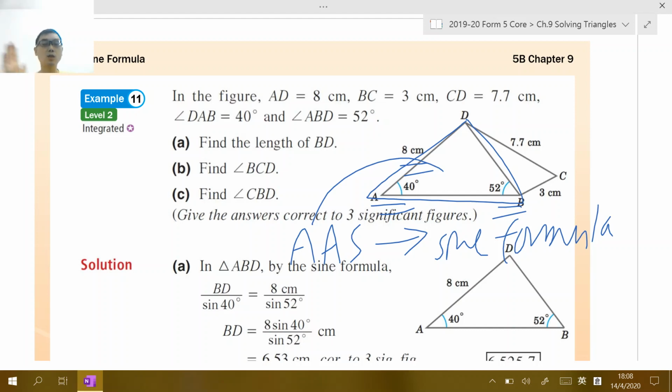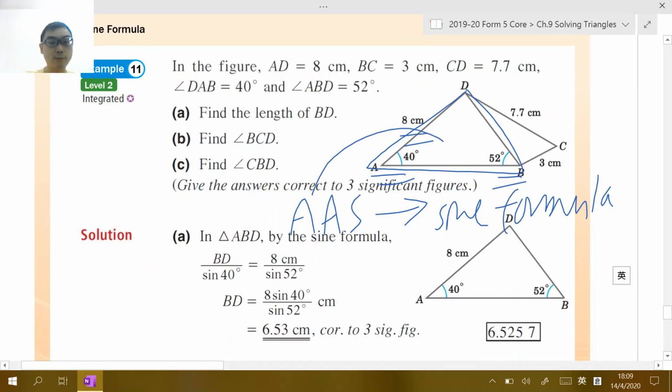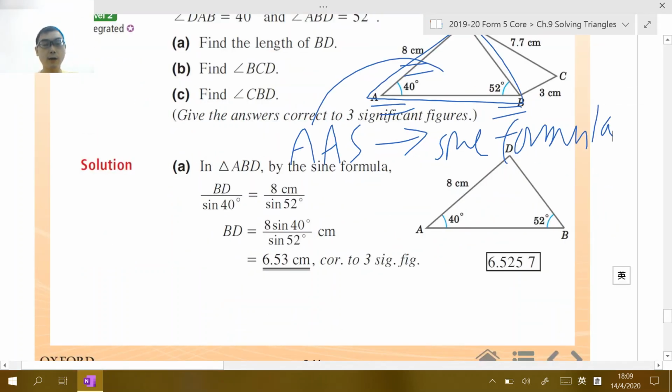That means, don't think that you can always use the cosine formula to solve. Sometimes if you have a fixed congruent triangle, for example AAS, then you use the sine formula first. And for this one, you don't need to consider that you have more than one answer, because AAS is a congruent triangle. That means all the things are fixed, so you should have only one solution. Just like what you start from the sine formula in this example, you find the length. So the length should be fixed, because you don't need to find the angle.